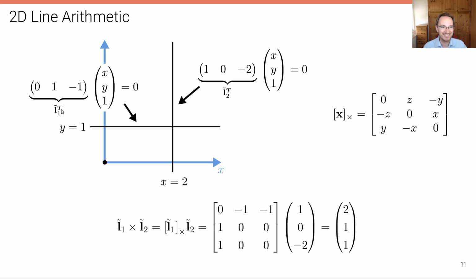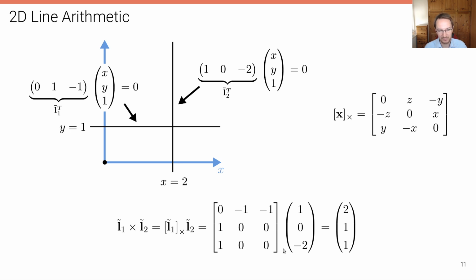The line vector for the first line is simply 0, 1, minus 1, because if we multiply this with the augmented vector x, y, and 1, we obtain y minus 1 equals 0, or y equals 1. Similarly, the line vector for the second line is 1, 0, and minus 2, because we want to express x equals 2.